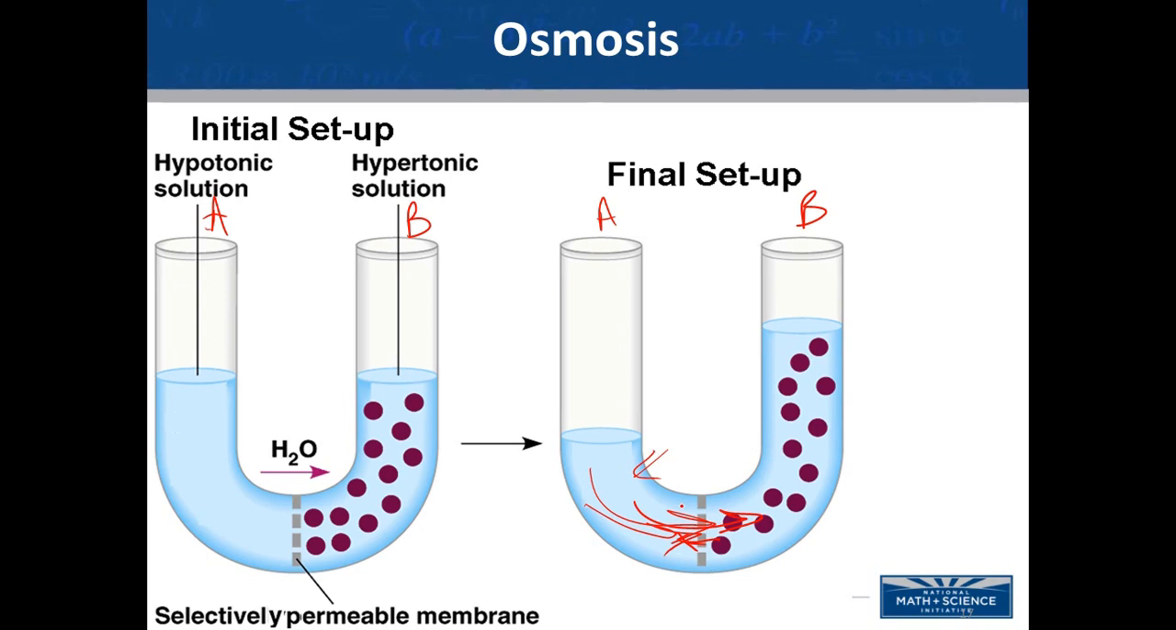Hopefully you've come up with the solution that there's an opposing force pushing back, and that opposing force is gravity. There's more water on side B, and so that's going to push back with a greater force than side A. And so that is what's going to prevent all the water from side A from going entirely over to side B.